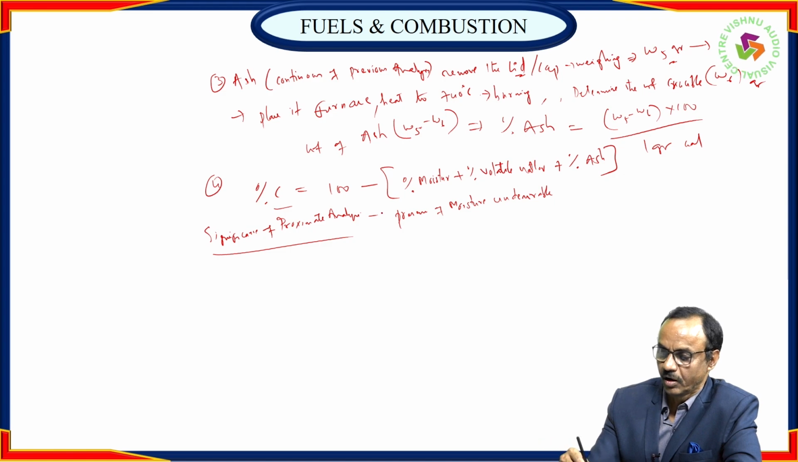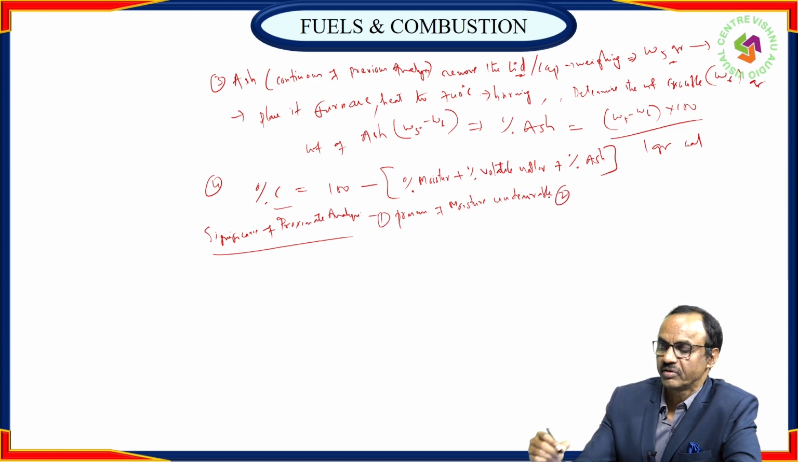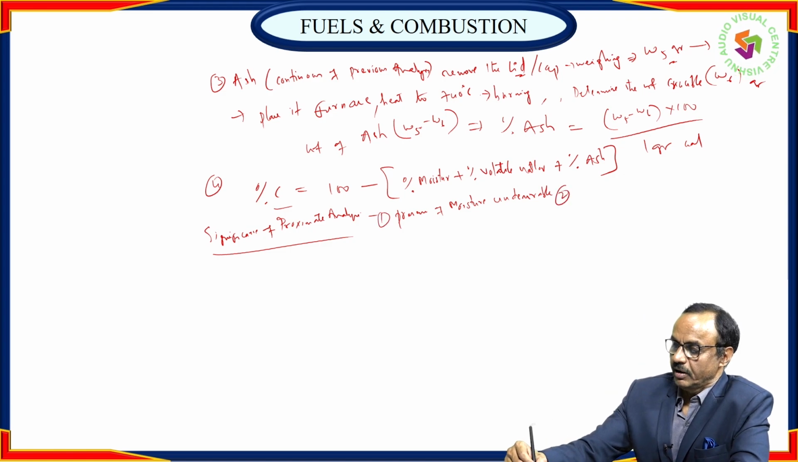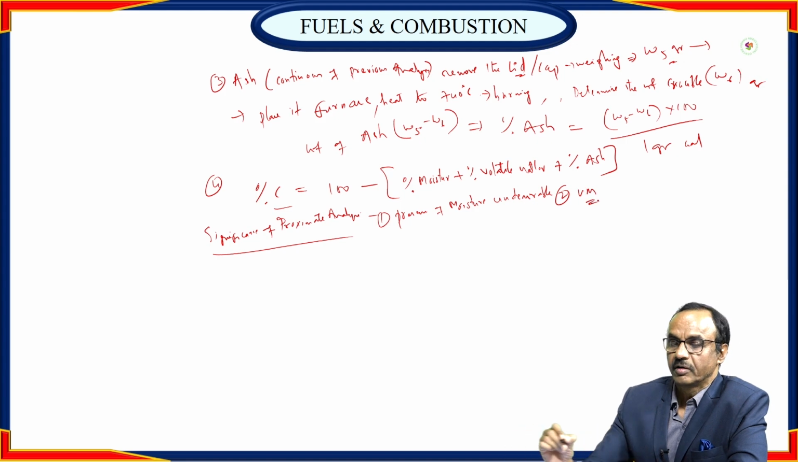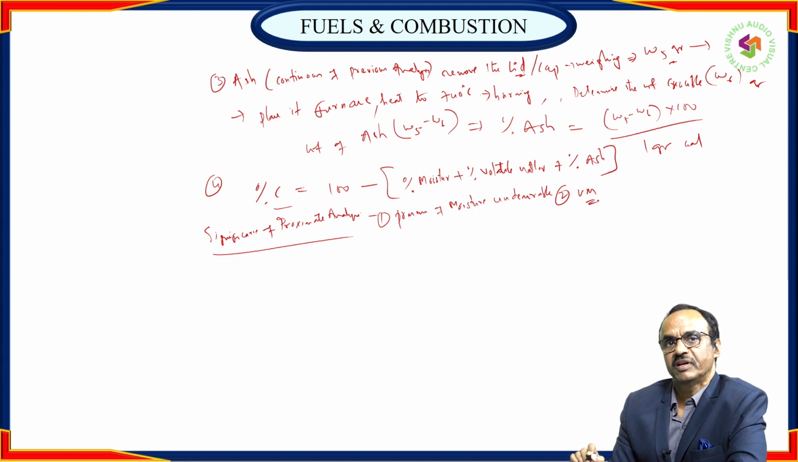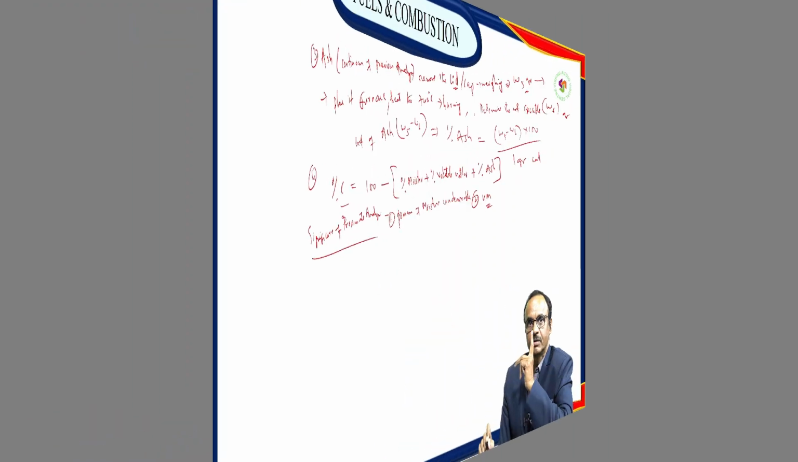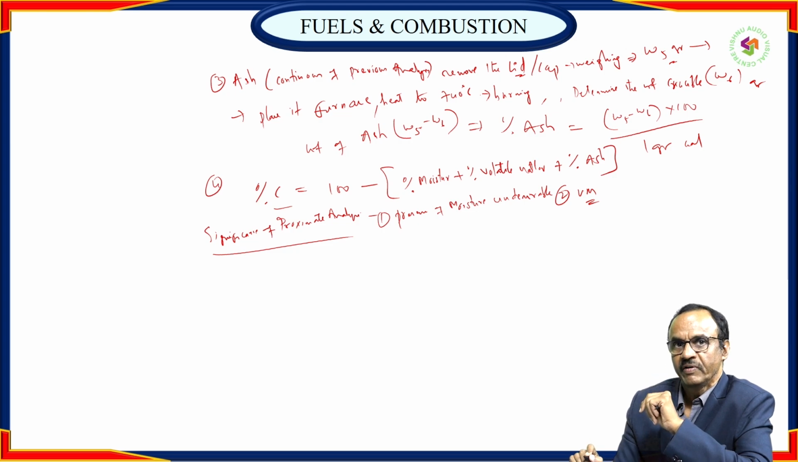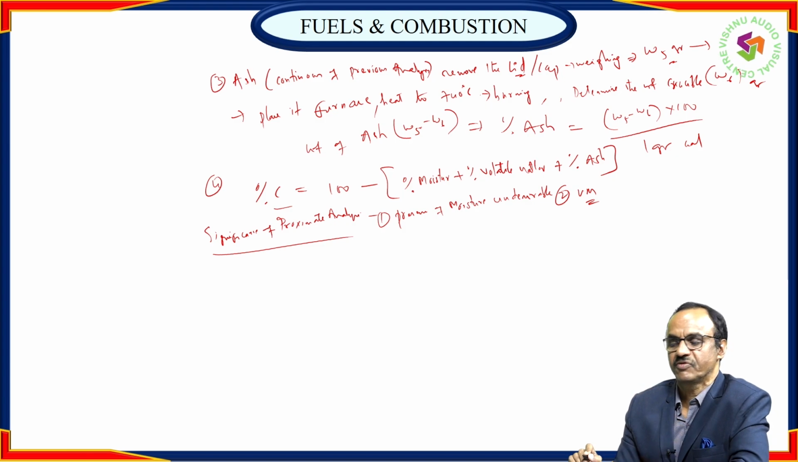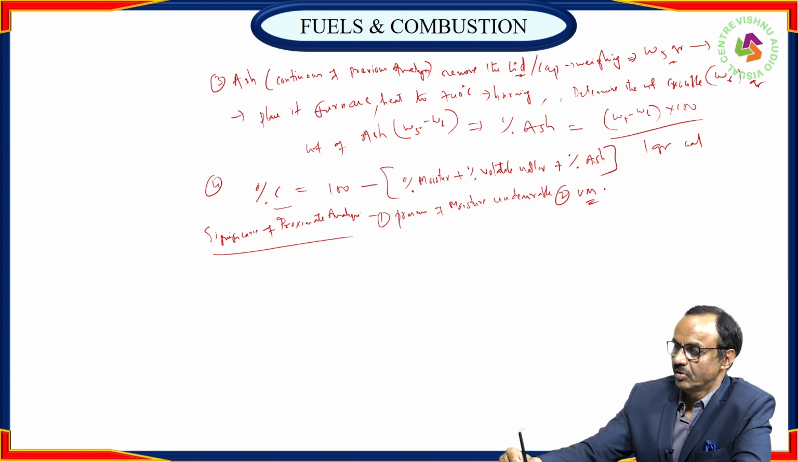Next, the second one. What is the component? The next component that we analyze is volatile matter. Before undergoing combustion, it will get evaporated and escape as vapor. So the presence of volatile matter is also undesirable.